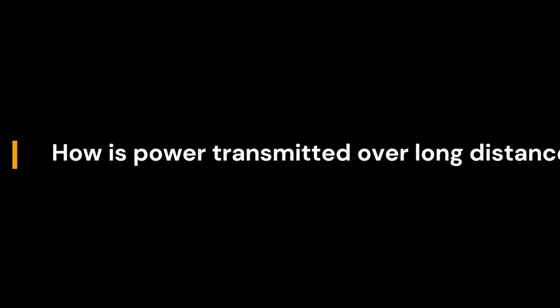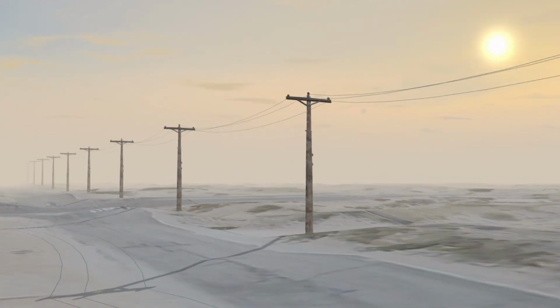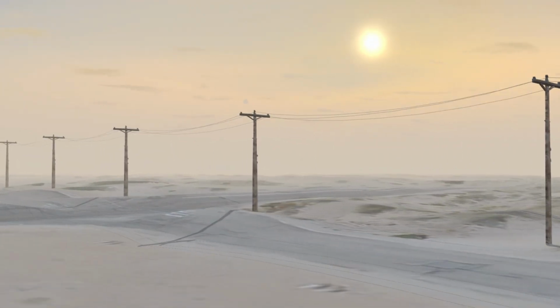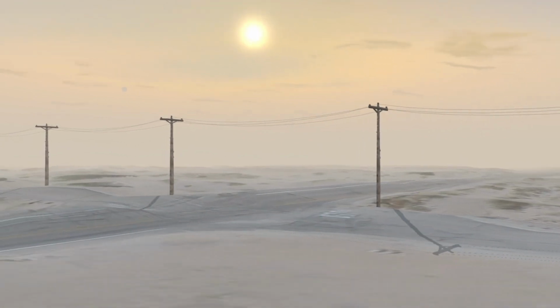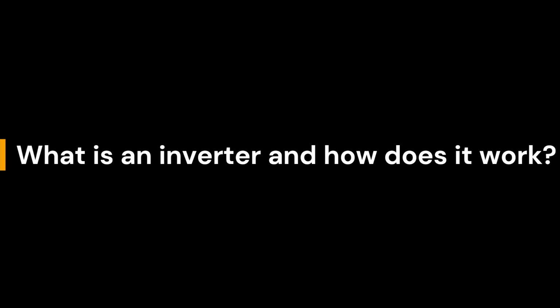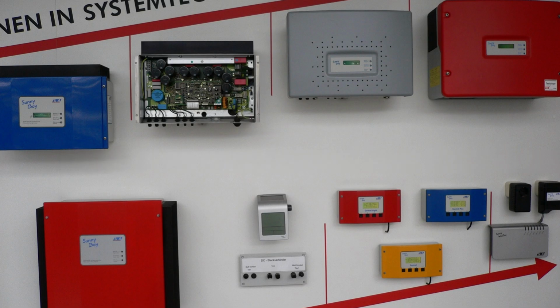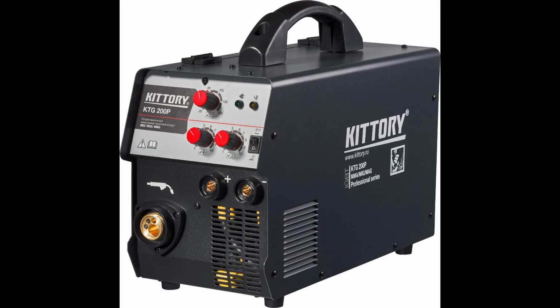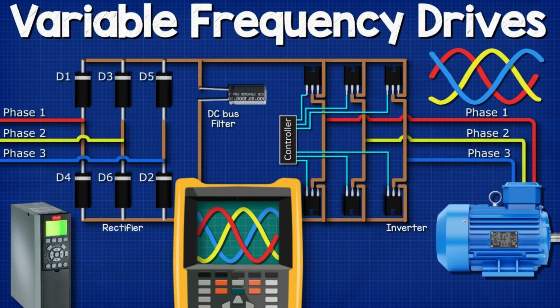How is power transmitted over long distances? Power is transmitted over long distances using high-voltage transmission lines, which reduce power loss due to resistance. What is an inverter and how does it work? An inverter is an electronic device that converts DC power to AC power. It works by taking the DC input and running it through an oscillator circuit, which generates a square wave. This square wave is then passed through a low-pass filter to create a sine wave output.